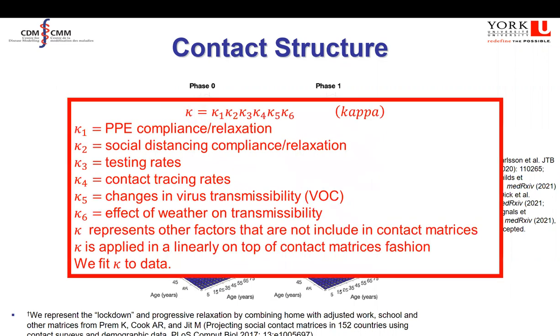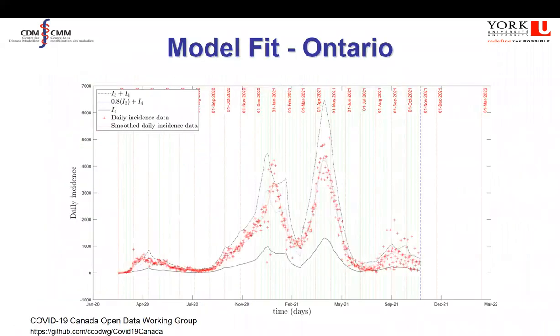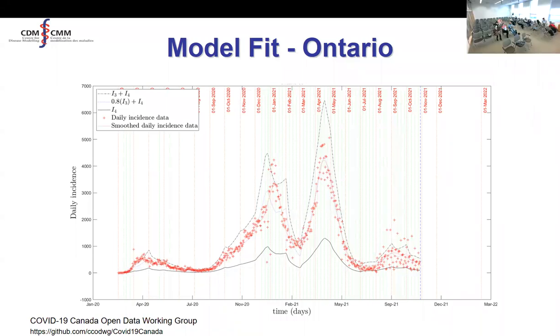But we do fit the mathematical model to data. We determine what beta is from the basic reproduction number. We determine what kappa is and how it changes over time. We do lots of sensitivity analysis. This is what a fit looks like to Ontario data just before the Omicron era. So you can see we're fitting between incidence of severe infections and incidence of moderate and severe infections. So you can see what the output looks like.